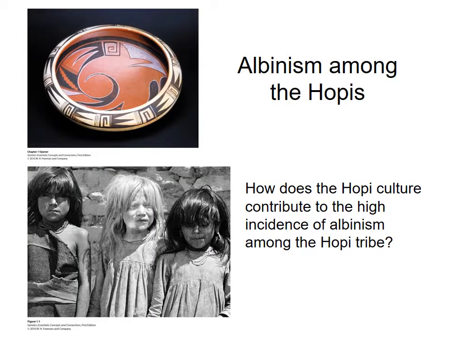Now all of the chapters begin with what I call a vignette, which is a little story, typically has to do with a certain gene or a certain allele of a gene, mutation that causes some phenotype or some interesting thing. And the chapter 1 vignette is called Albinism Among the Hopis. And the vignette will answer the question, how does the Hopi culture contribute to the high incidence of albinism among the Hopi tribe? So there's a story about it, and you have to know the story, what the gene is and what the story is for each of these.